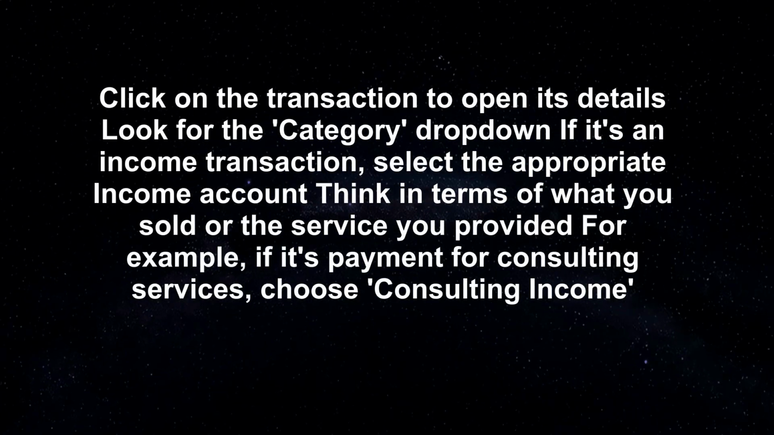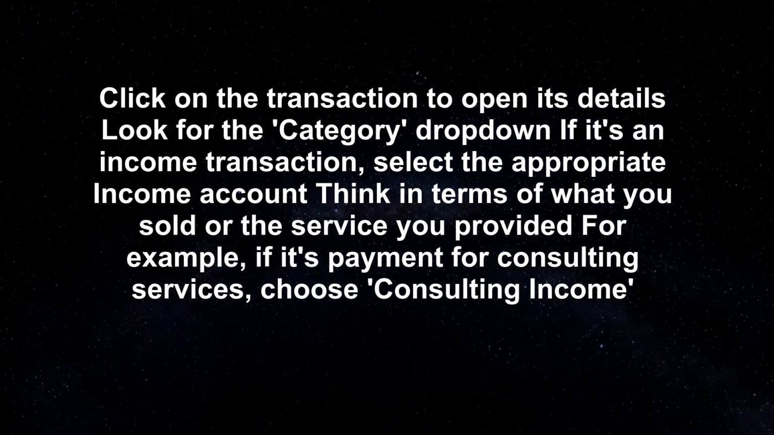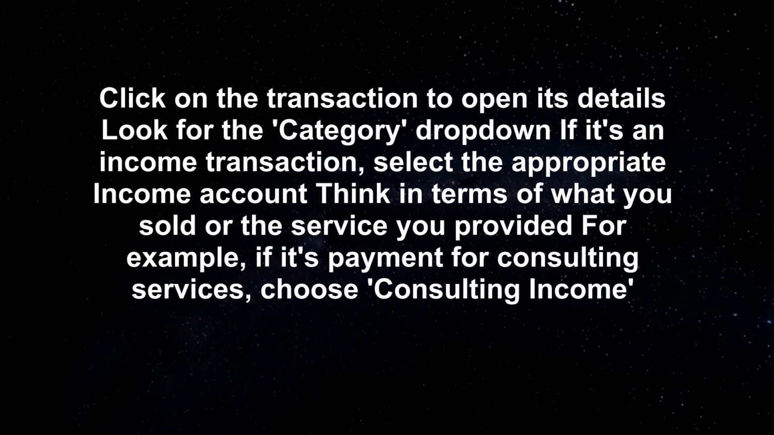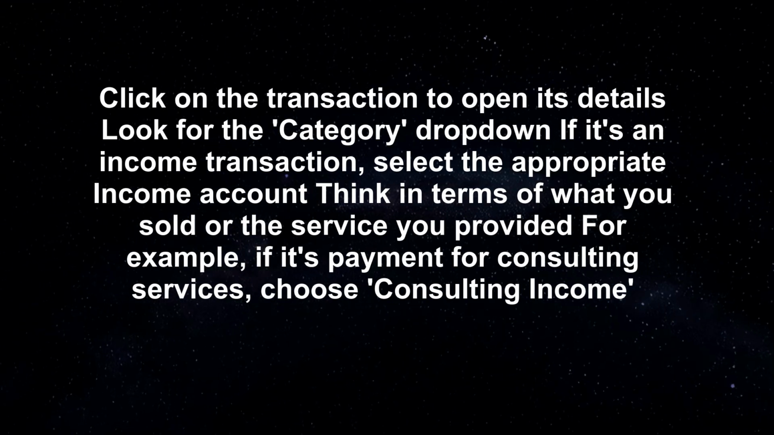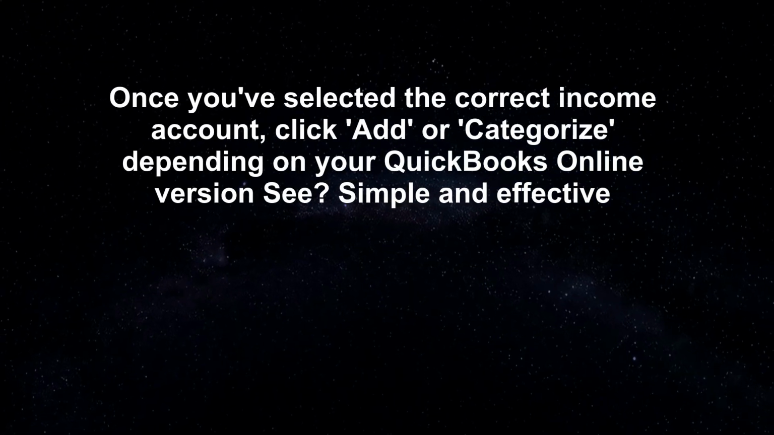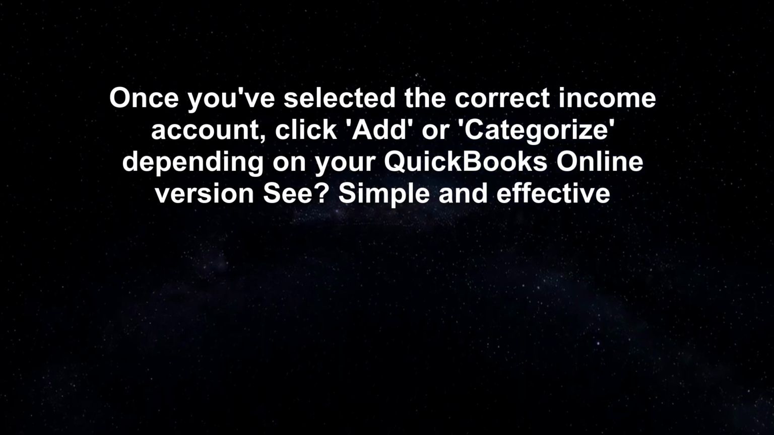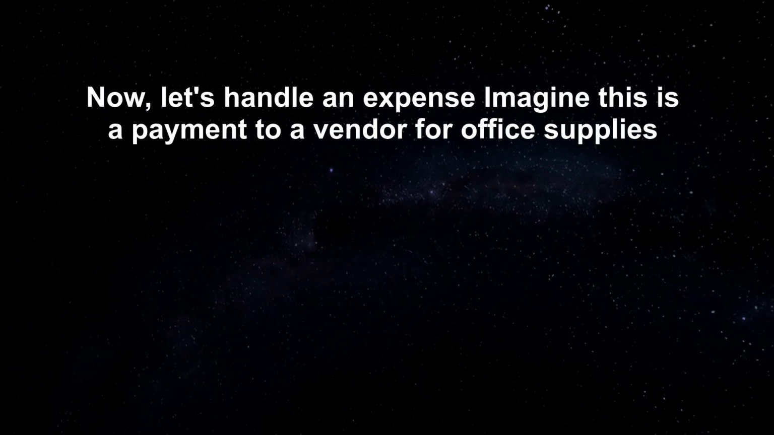Look for the category dropdown if it's an income transaction. Select the appropriate income account. Think in terms of what you sold or the service you provided, for example. If it's payment for consulting services, choose Consulting Income. Once you've selected the correct income account, click Add or Categorize, depending on your QuickBooks Online version. Simple and effective.